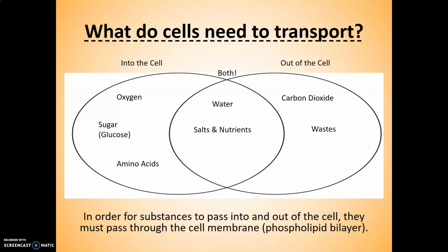If you look on the left of this Venn diagram, to go into the cell, we need oxygen, sugar, and amino acids. Out of the cell, we need to get the waste products out and also carbon dioxide. Things that go both in and out of the cell are water and salts and nutrients. So in order for a substance to pass into and out of the cell, they must pass through that cell membrane. And remember that cell membrane is made up of that phospholipid bilayer.